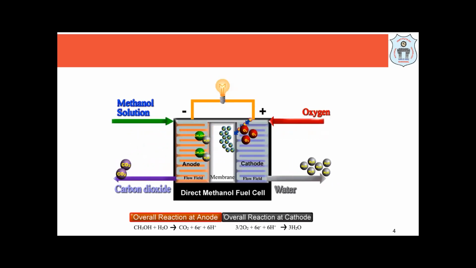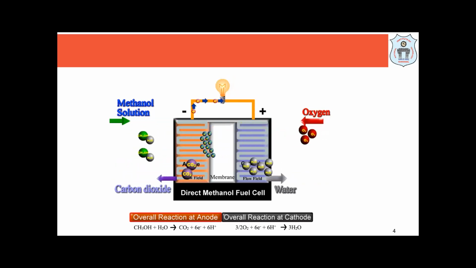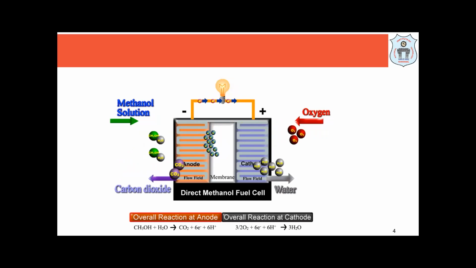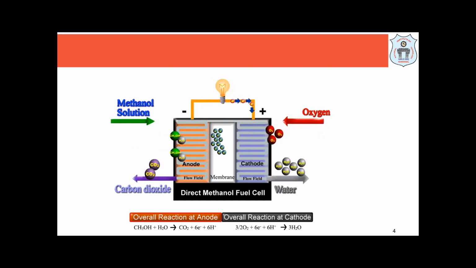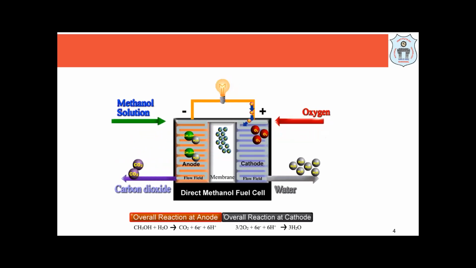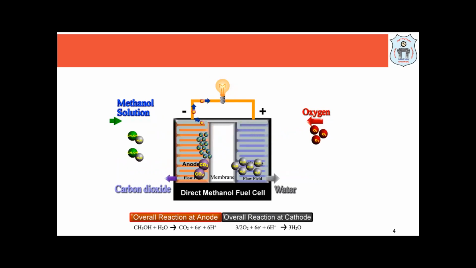this membrane. You are going to have H plus ions passing through the membrane, and the water is being sent out through the flow field. So water, H plus ions, and oxygen combine to form the product at the cathode side. So water is being formed on the cathode side also.